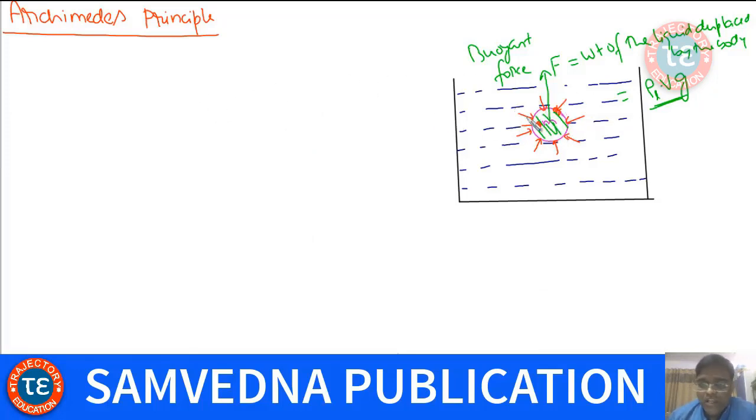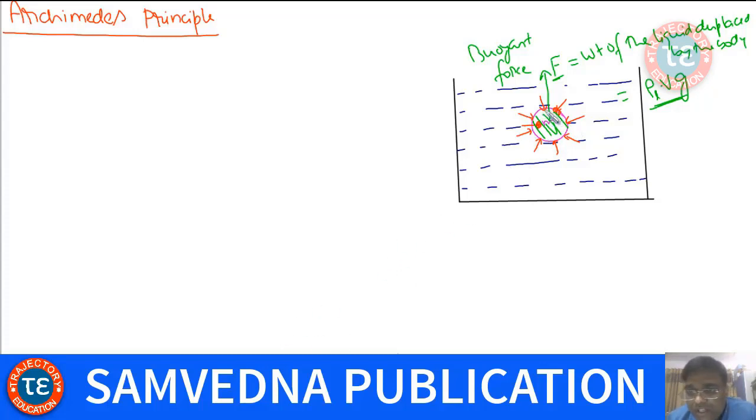We can prove this fact. We want to prove that the net force exerted by the fluid in the surrounding on this body is equal to rho L into V into g, where rho L is the density of the liquid, or that the buoyant force acting on the body is equal to the weight of the liquid displaced by this body, and that it is acting in upward direction. In order to prove this, let's do one thing. Let us replace this body by the same liquid.